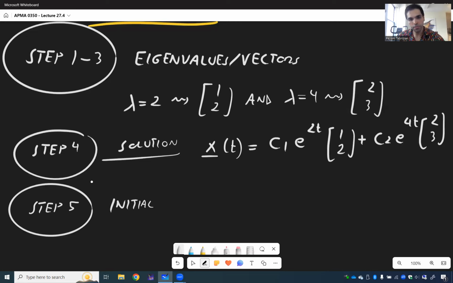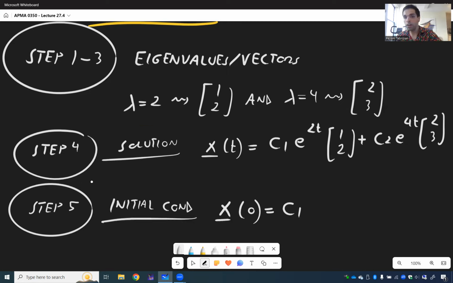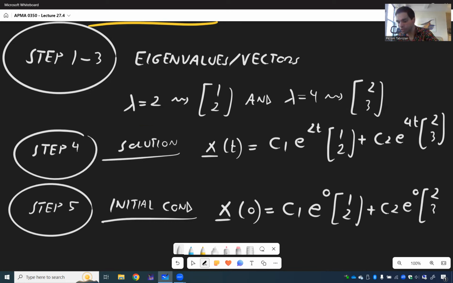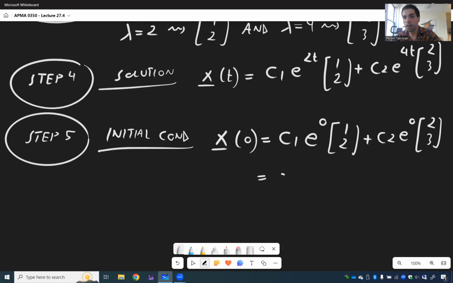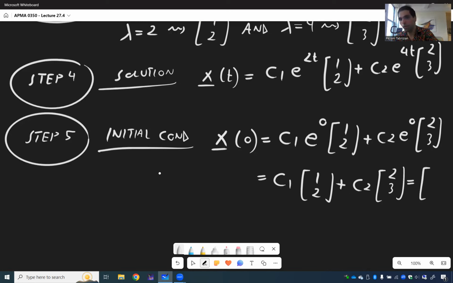Initial condition. So in this case, x(0) becomes c1 e^0 times (1, 2) plus c2 e^0 times (2, 3), which becomes c1 times (1, 2) plus c2 times (2, 3). And remember, we want this to be (5, 7). So really, all we need to do is solve this system for c1 and c2.